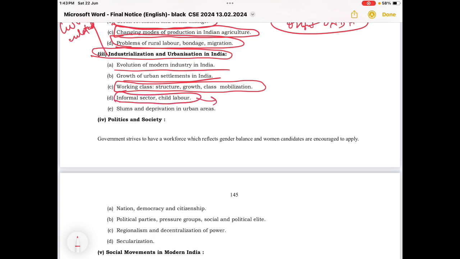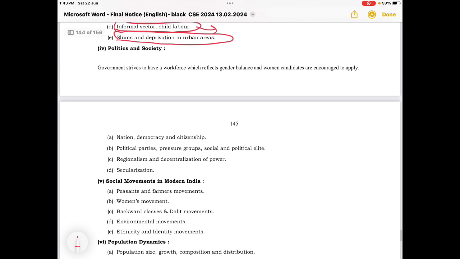Child labor is an offshoot of unplanned urbanization, when things become very costly, and children do not get proper education, sanitation, and health facilities. So these problems happen. Slums have developed, and deprivation; we will see deprivation here, and poverty too.